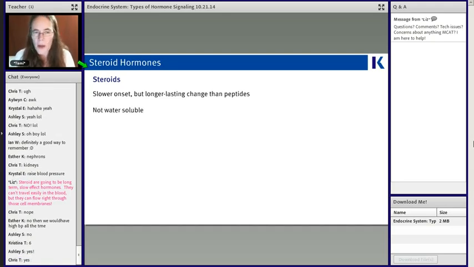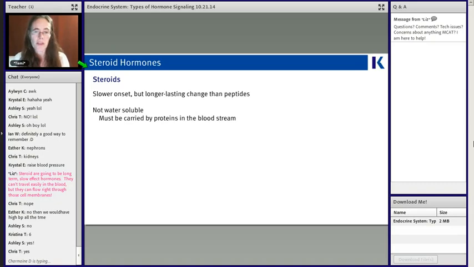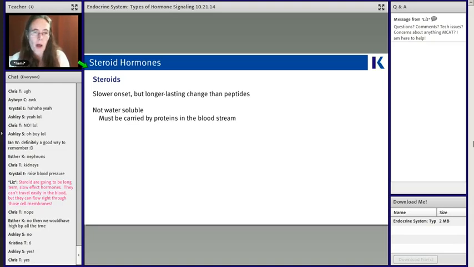All right, so let's talk a little bit more about these. We know they're not water soluble because they're made from cholesterol, which means they are hydrophobic. They really just don't like water. This means that they have to be carried by proteins in the bloodstream. This is different than peptide hormones. Peptide hormones can be dissolved in our bloodstream and just be moving through it. But these guys, there has to be a carrier protein, or they're just going to curl up in a little ball and they're not going to want to go anywhere. We need to get them through our entire bloodstream, through our entire body.